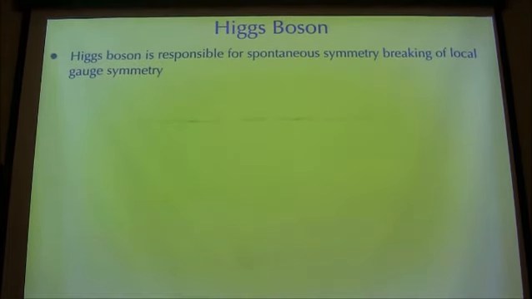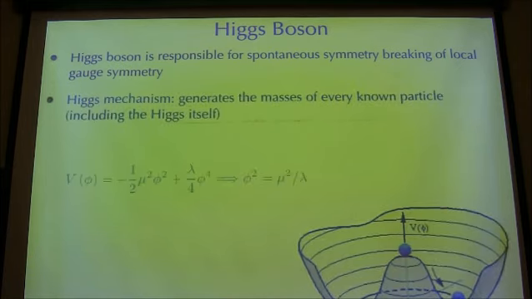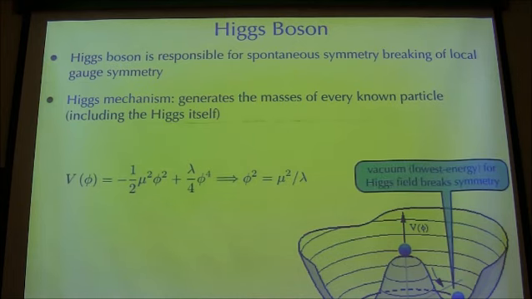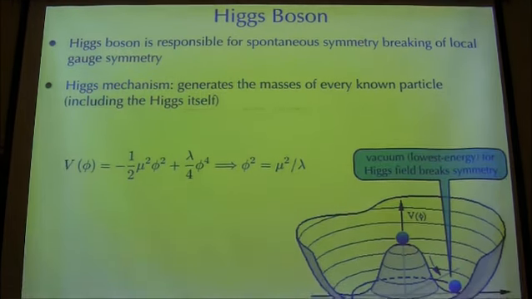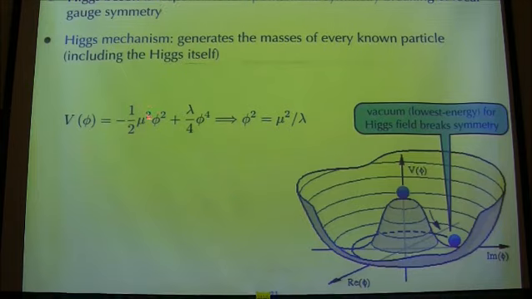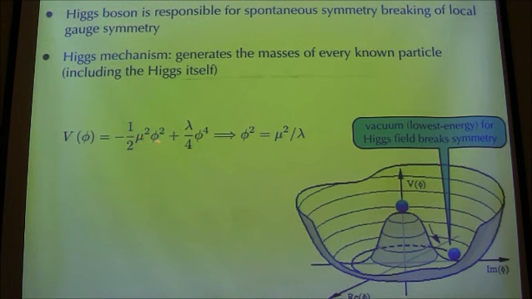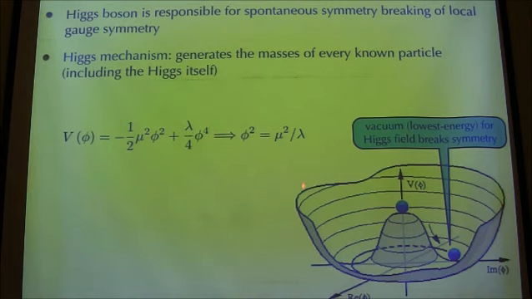It's responsible for what we call spontaneous symmetry breaking of this local gauge symmetry. And the Higgs mechanism generates the masses of every known particle, including itself. And maybe this is my most technical slide. The idea is that the Higgs is a field. It's described by this field phi, and it has a potential energy associated with it. You see that for small values of phi, the potential starts to dip down negative, but for large values of phi, it will be overwhelmed and become positive. So the potential starts off at 0, starts to become negative, and then becomes positive again.